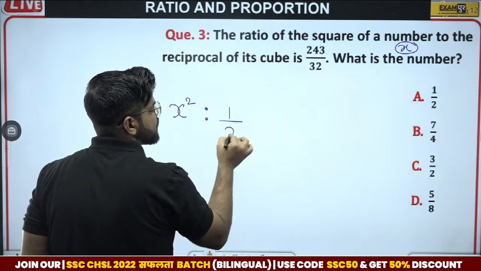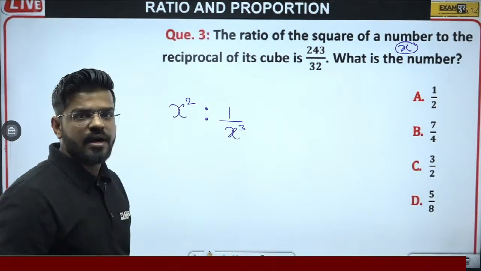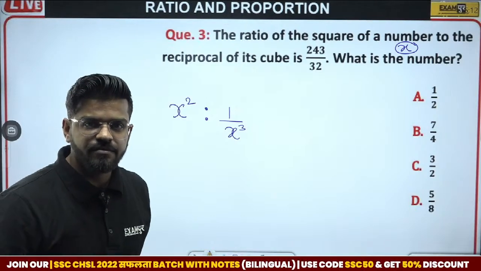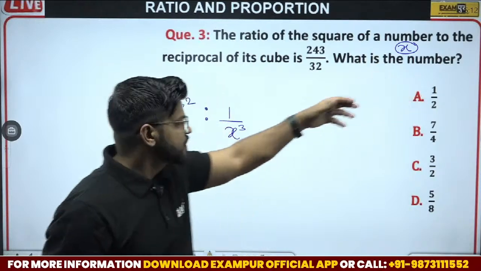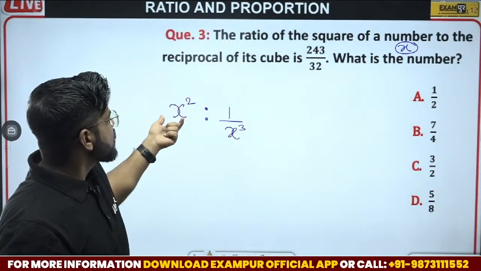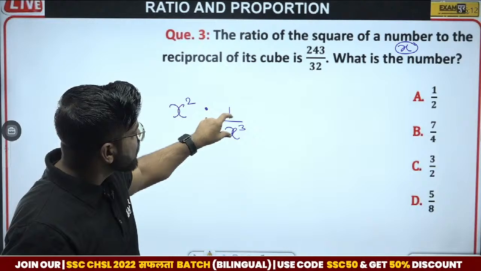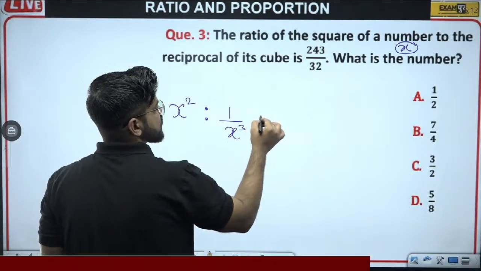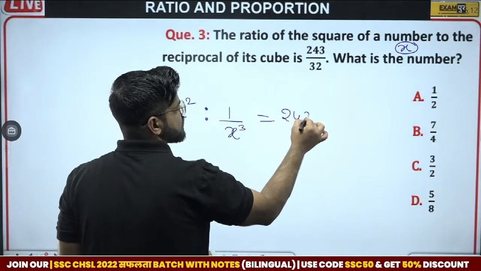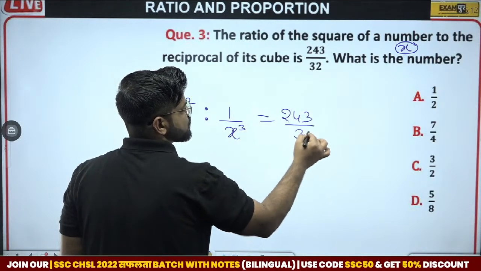ठीक है? तो हमने क्या किया भाई? Reciprocal कर दिया cube का, है ना? 1 upon x cube, right? What we have done? We have done its reciprocal and then cube it. So ratio of square of a number and reciprocal of its cube. Very good. What is it? It is 243 by 32.